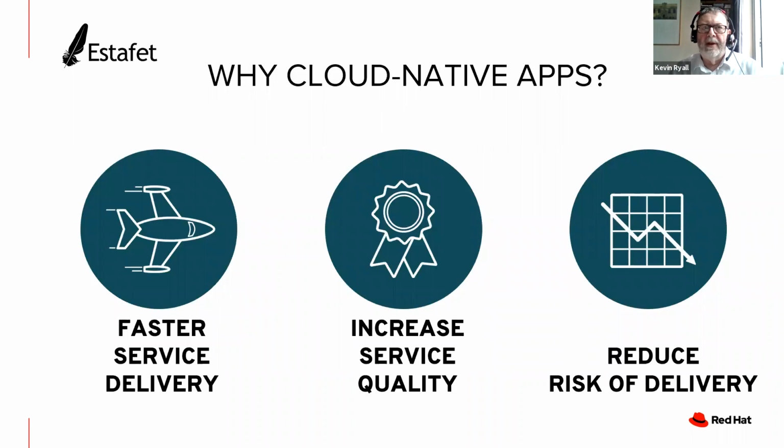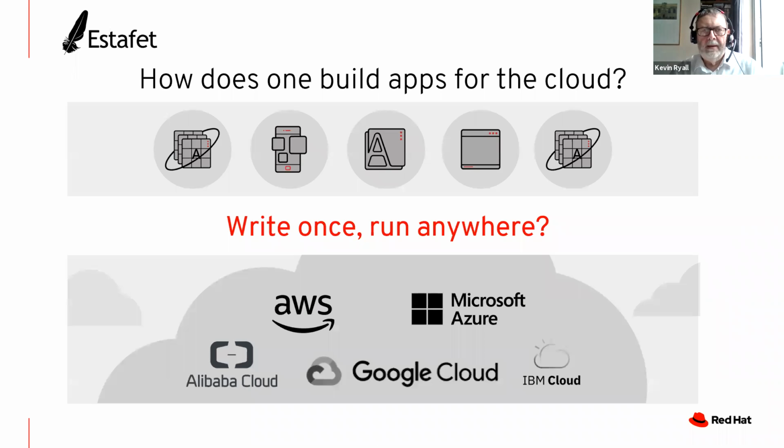Okay, so why do we go cloud native? Well, these things are being shown now to give us the opportunity to deliver services faster, to increase the quality of services, and to reduce risk when we deliver them. And how to build apps for the cloud? Well, there are lots of clouds out there now, lots of people providing cloud infrastructures. They could be on-premise, they could be hosted by one of the big companies. But the main thing is that building apps for the cloud follows similar principles.